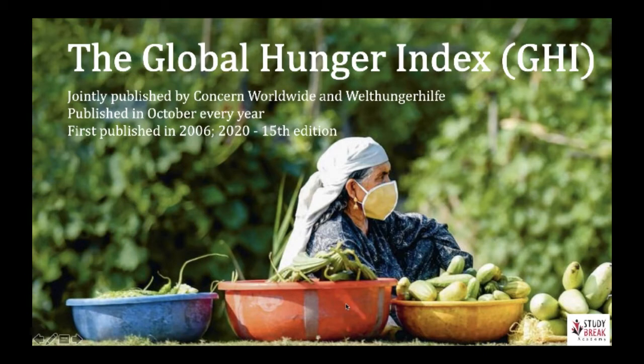Their goal is to remove hunger from the world altogether by 2030 and to check where hunger prevails, where hunger is serious or critical. They publish a report every year in October. This report was first published in 2006 and the 2020 edition was the 15th one.